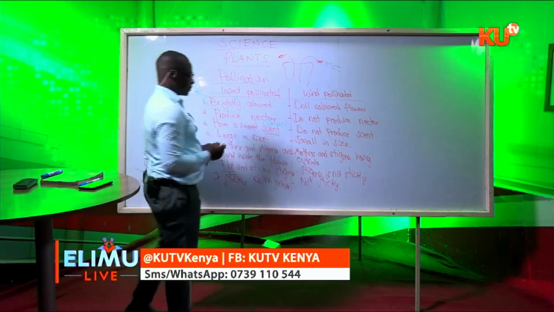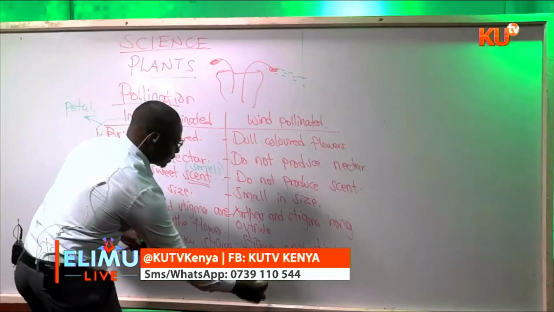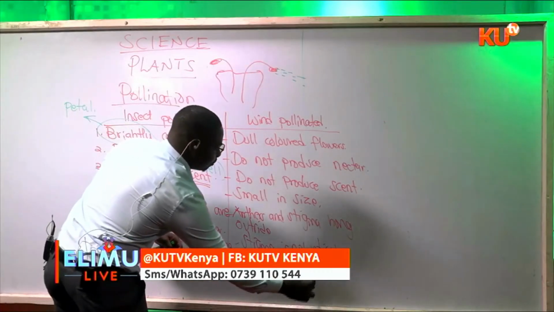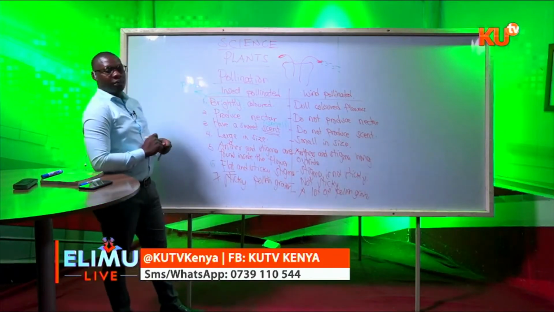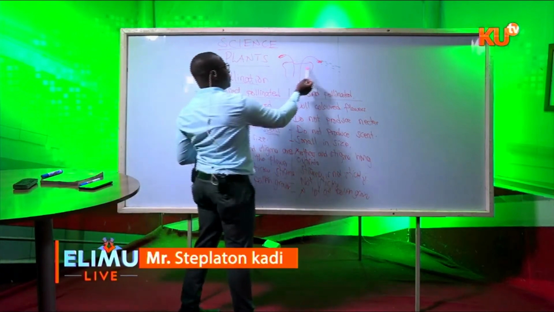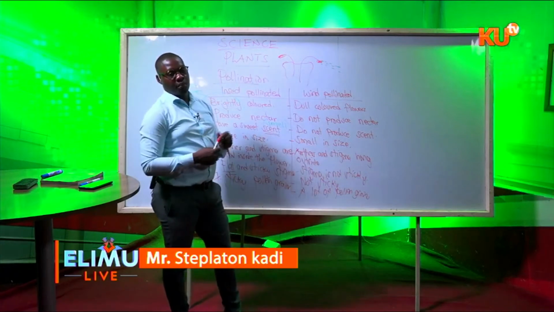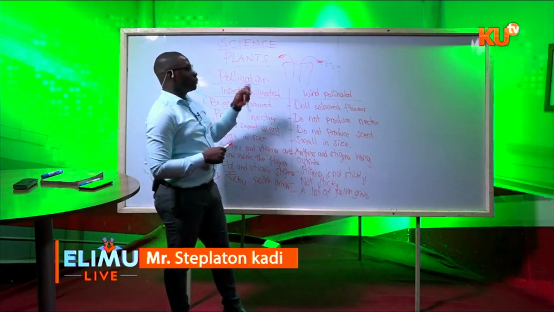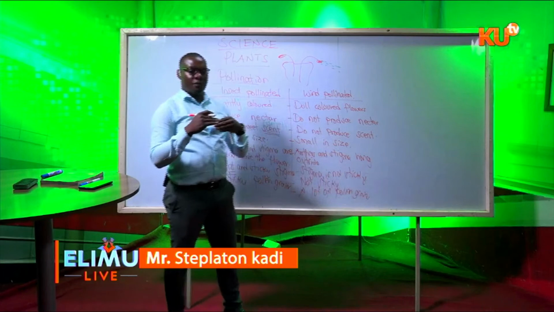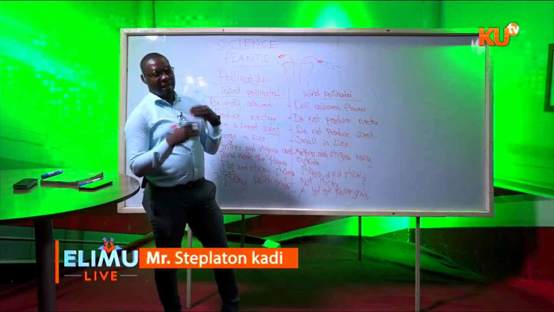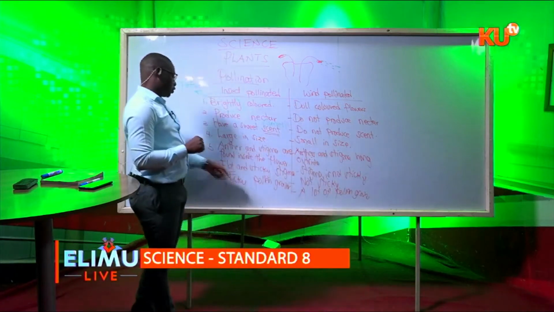The last point: wind-pollinated flowers produce a lot of pollen grains. Why should they produce a lot of pollen grains? Because as the wind is blowing away the pollen grains, most of them are going to drop along the way. Therefore, they need to produce as many pollen grains as possible, such that even if some of them drop, at least the majority will land onto the next flower. That is why they produce a lot of pollen grains.